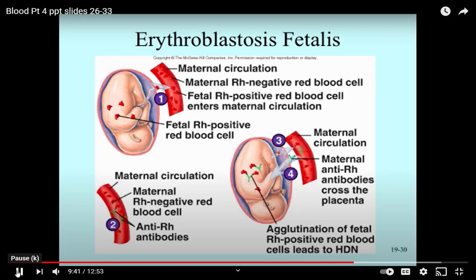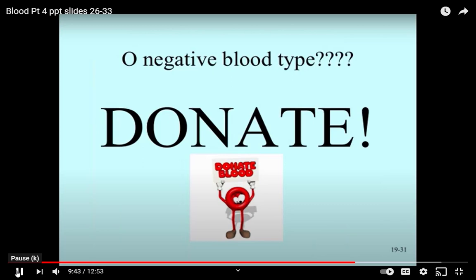So again, if you are an O negative blood type, we would really encourage you to donate your blood, because your blood does not have any antigens on it which would react with the recipient's antibodies. And that's very, very important for keeping our patients safe and making sure we have a good blood supply.